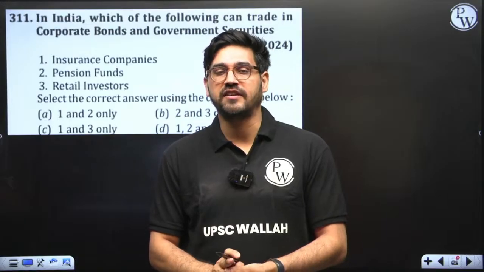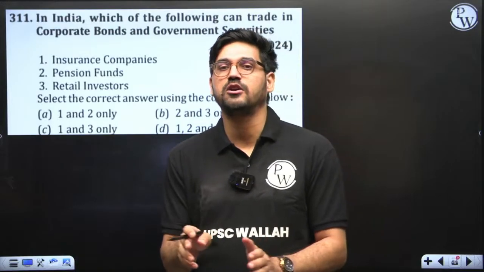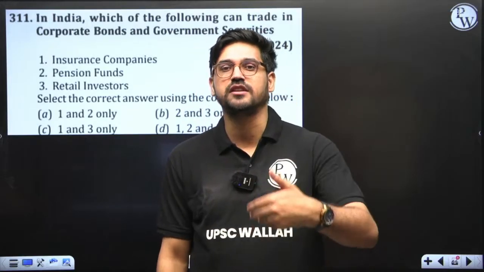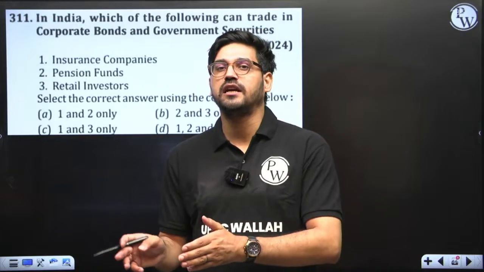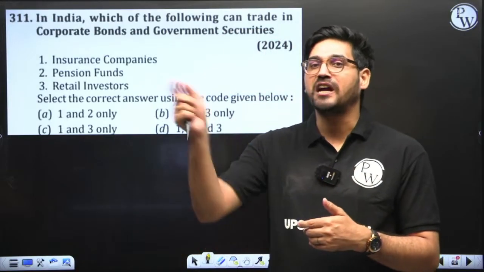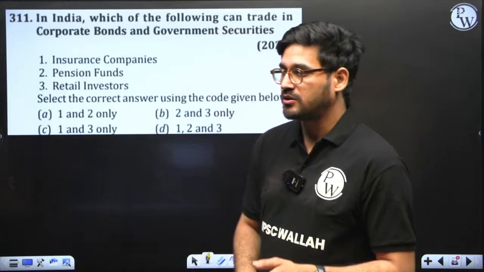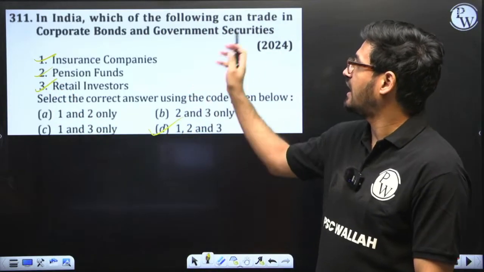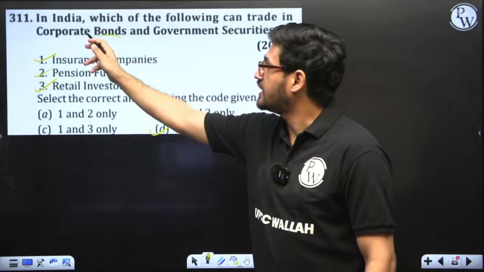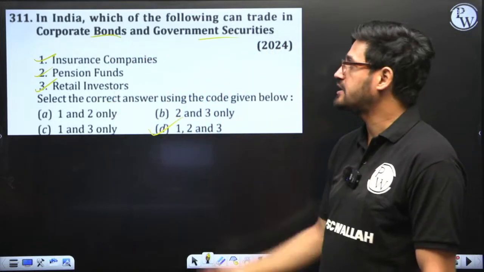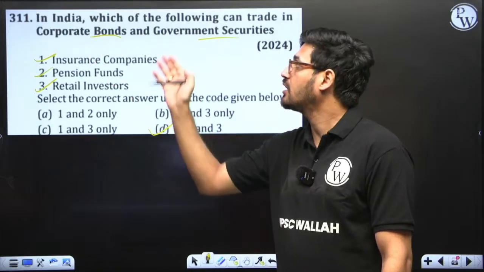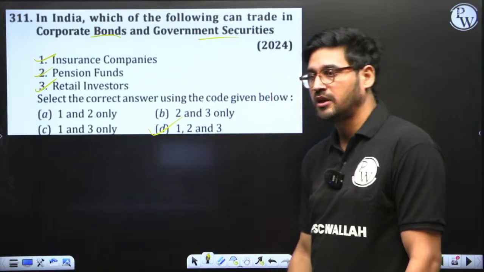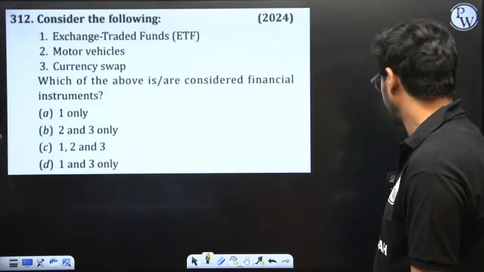Ordinarily, retail investors were given a chance to buy government securities, but that happened in the secondary markets, not in the primary markets. You could not directly subscribe to government securities issued by the government. Now, after the Retail Direct Scheme, you can subscribe to the primary issuance of government securities also. So, in India, all 3 of them can trade in corporate bonds as well as government securities. Insurance companies can get government bonds or corporate bonds. So can pension funds and so can retail investors. The answer is 1, 2 and 3.